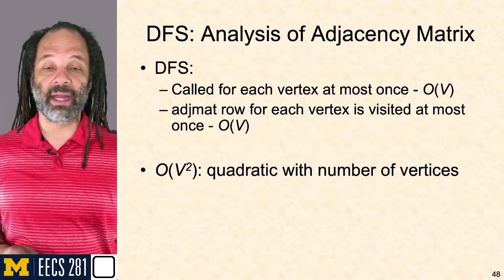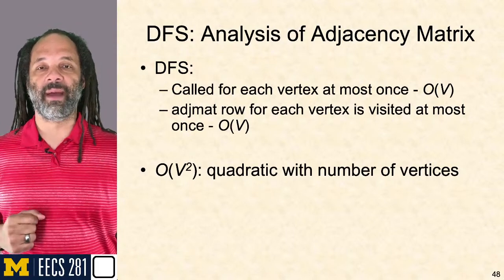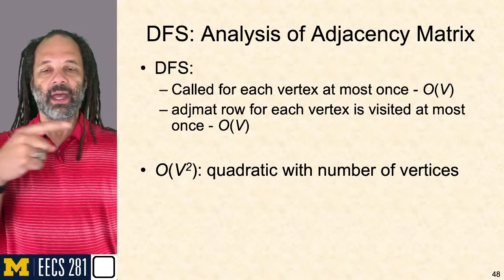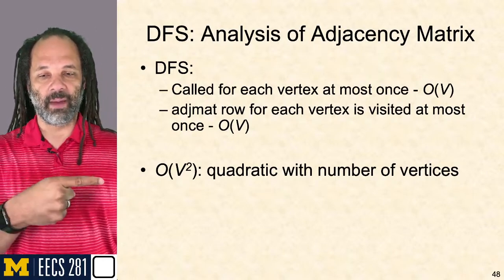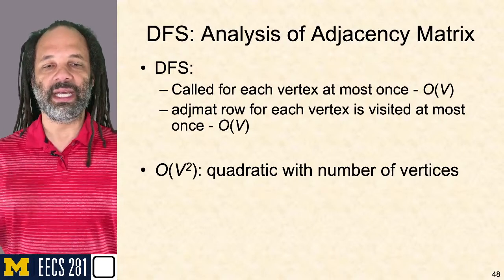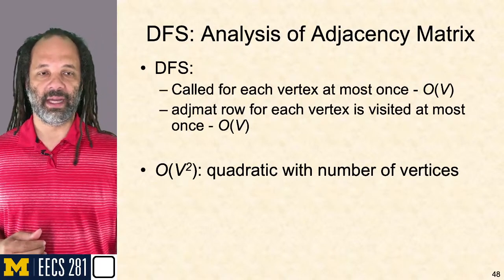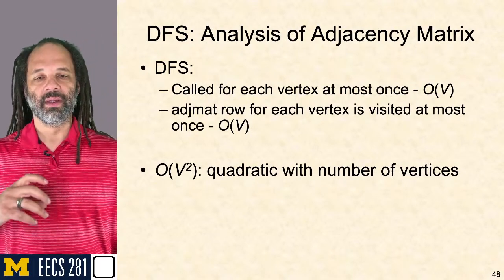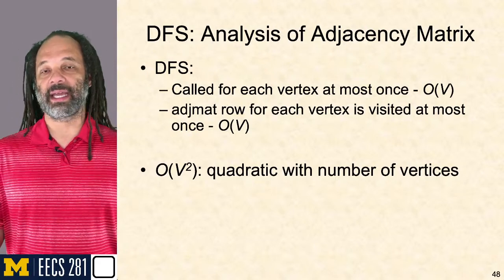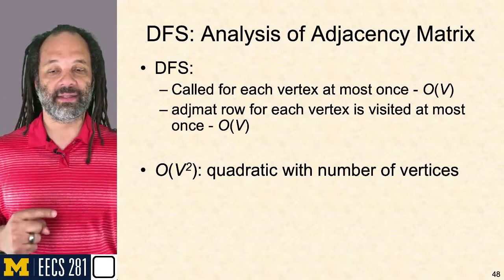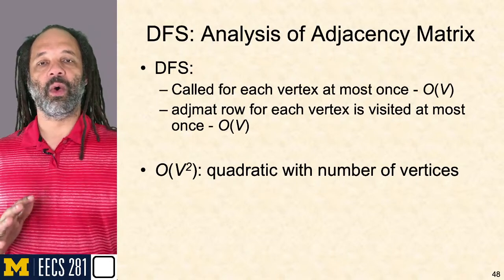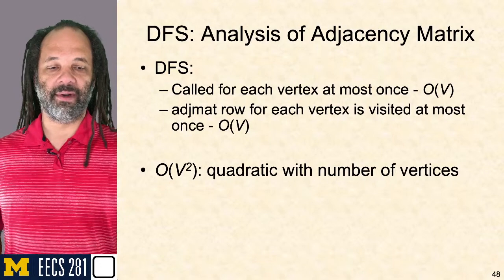If I go to adjacency matrix, same thing, I'm only calling it once for each one of my vertices, but now each one of my vertices has a row of size V that I have to look at. So I've got to look at each one of those V items, and so I end up with this big O of V squared. It's quadratic in the number of vertices to do a DFS in an adjacency matrix. So, slight difference there. Adjacency list is a big O of V plus E. Now we're taking vertices and edges, whereas in DFS with the adjacency matrix, it's just the big O of V squared. So it has no concern about the number of edges, just the number of vertices.